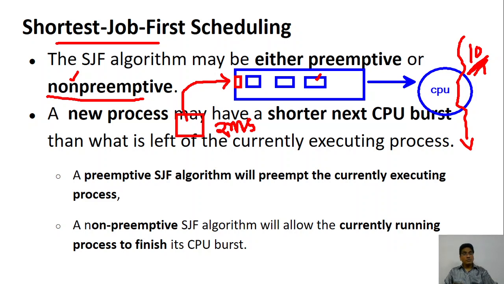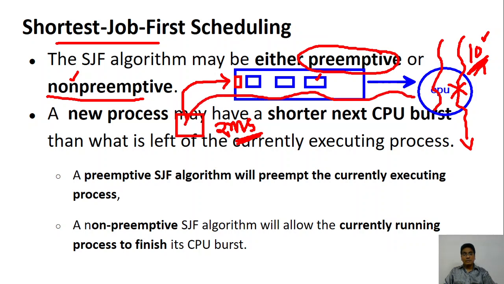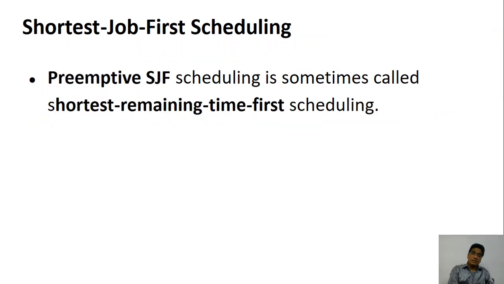In the preemptive case, a new process arrives which requires 2 milliseconds. The existing process which is running on the CPU takes 10 milliseconds to complete. Now you notice that this 10 is higher than 2 milliseconds. So in the case of preemptive, the existing process will be stopped and the newer one, whichever has come, will be allowed because it has less time to complete. It just takes 2 milliseconds rather than 10 milliseconds. So the existing one itself is preempted and the new scheduling is done.